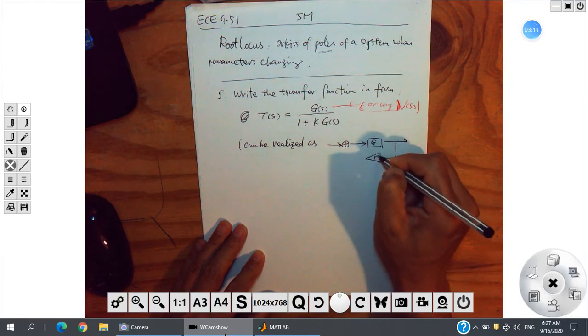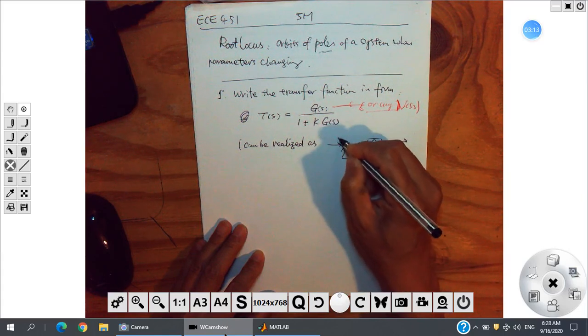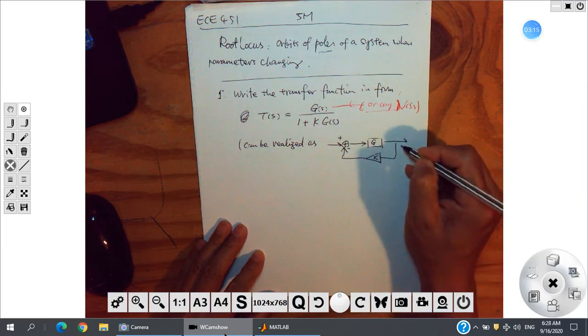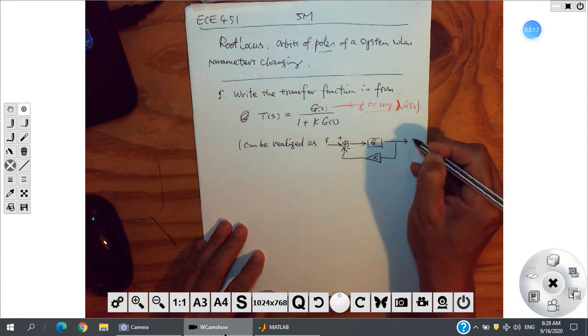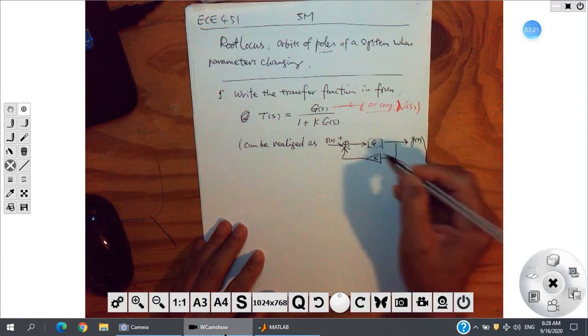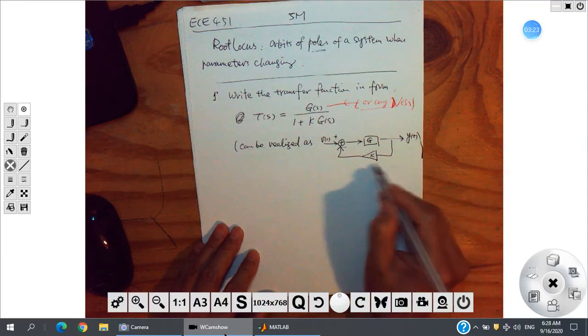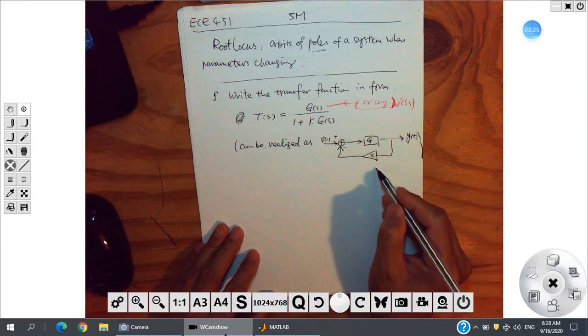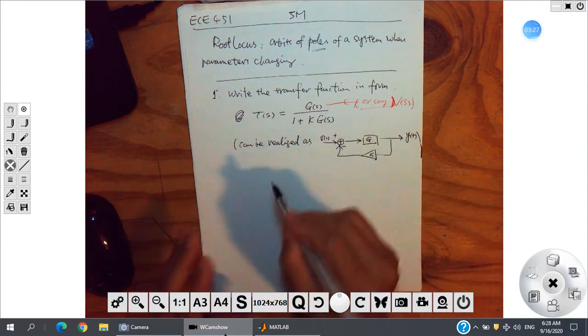K is here, plus or minus. Input is here, output is here, right? So this transfer function you can realize in this way. If the transfer function is different, you can rewrite it.